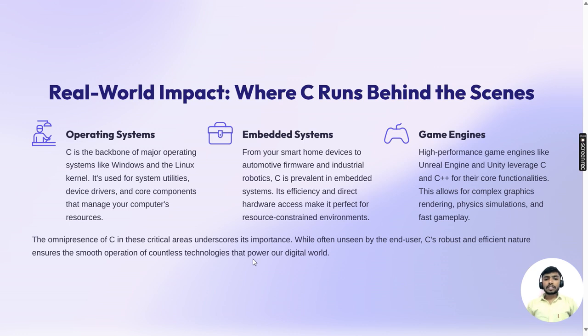Next, embedded systems. So what is an embedded system? From your smart home devices to automotive firmware and industrial robotics, C is prevalent in embedded systems. Its efficiency and direct hardware access make it perfect for resource-constrained environments. Automotive firmware and industrial robotics devices are also built in C, and these are called embedded systems.